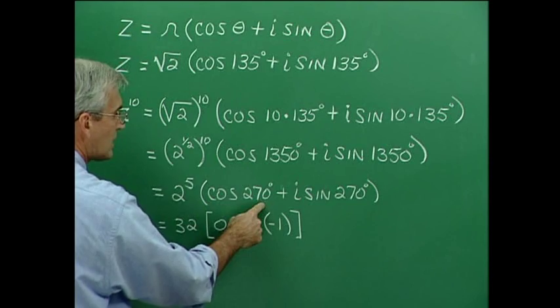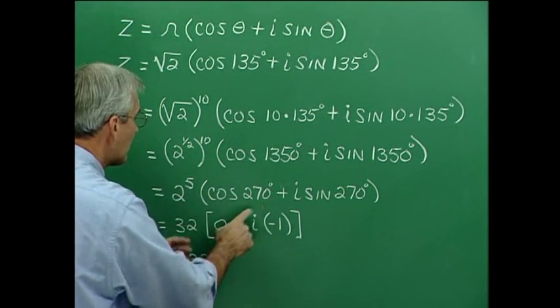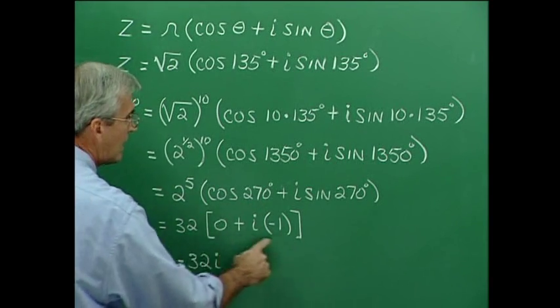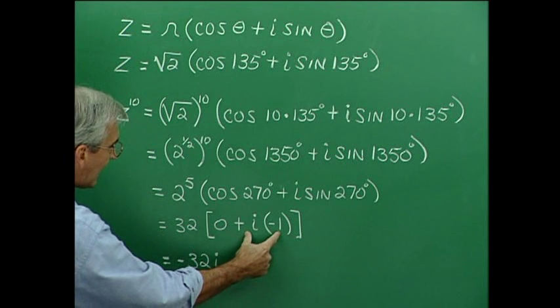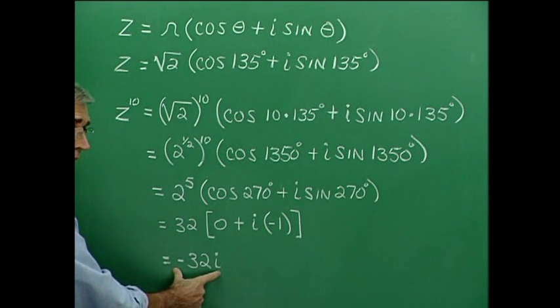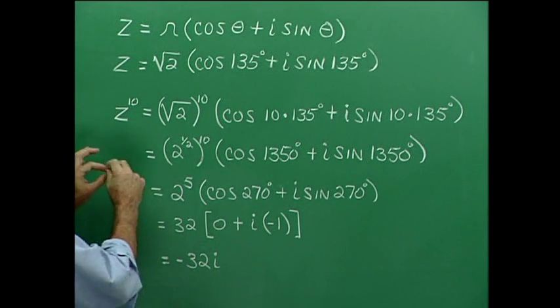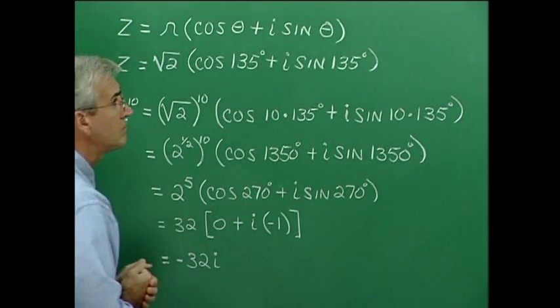And the cosine of 270, if you think about the evaluation of that, think about the graph maybe, we find it to be 0. And the sine of 270 degrees is -1. So this is simply -i times 32, or -32i. A lot easier than writing 10 factors of that binomial and trying to expand.